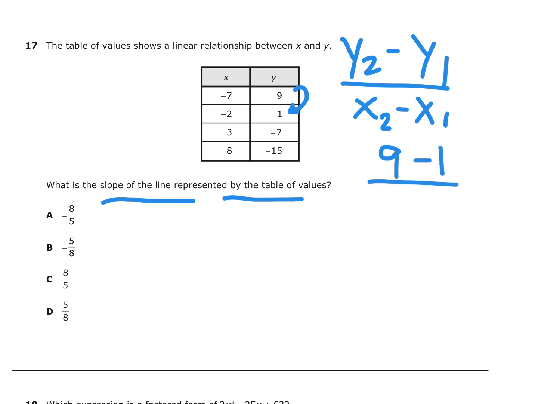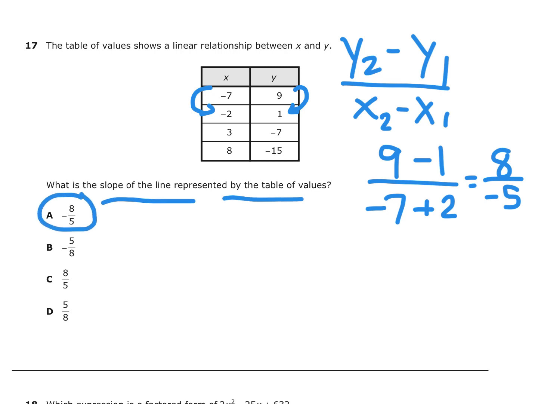And then if we do that, we can take this x minus that one. We're going to have a negative 7 minus a minus 2, which would make that a plus 2. So 9 minus 1 is 8 in the numerator, and negative 7 plus 2 is a negative 5. And so for number 17, negative 8 over 5, the answer should be A.